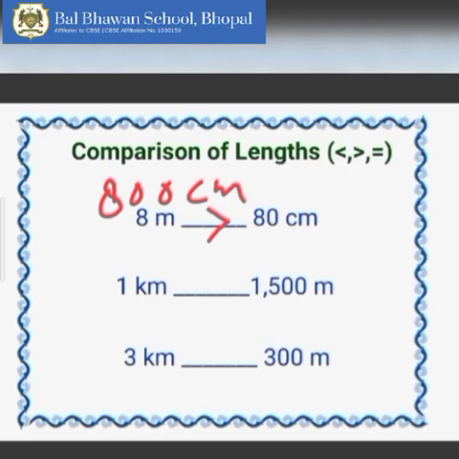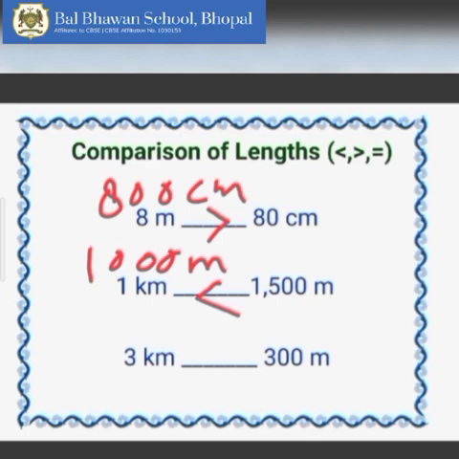Next is 1 kilometer and 1500 meters. In this also we need to convert and make the unit the same. So we are converting 1 kilometer to meters. We know that 1 kilometer is equal to 1000 meters. So here again we can now compare very easily that 1500 meters is bigger than 1000 meters.